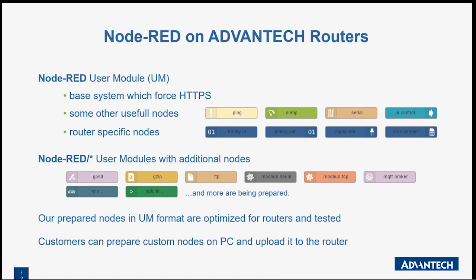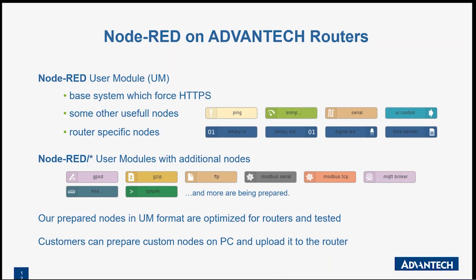And we also have a number of router-specific nodes, such as the digital input and output that's found on the ICR3232 and the SR308, the signal LED, and the SMS sender. And with the extra user modules for additional nodes, we can add GPS, gzip, FTP, Modbus, MQTT, QNX, Splunk, and there's always heaps more that are being developed.